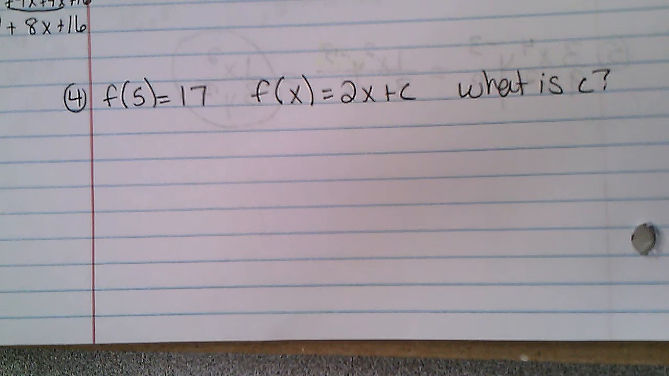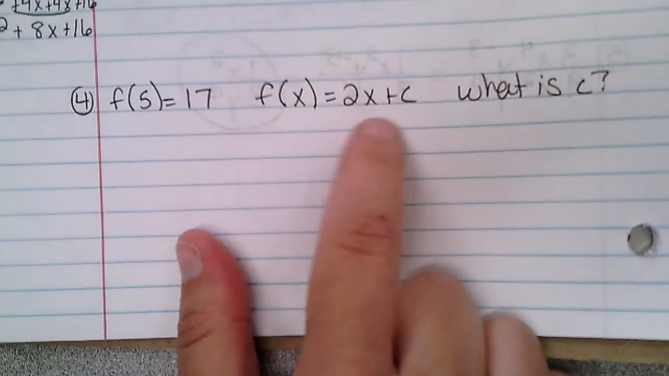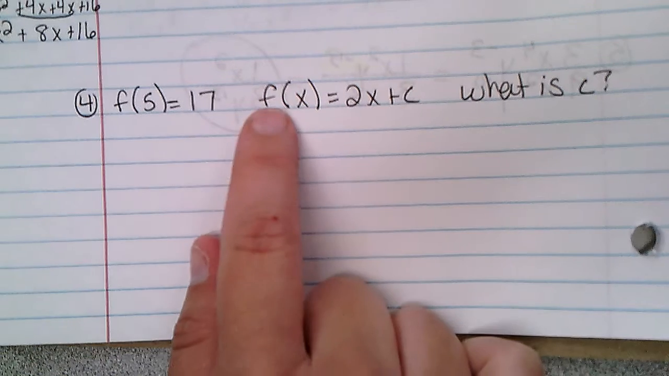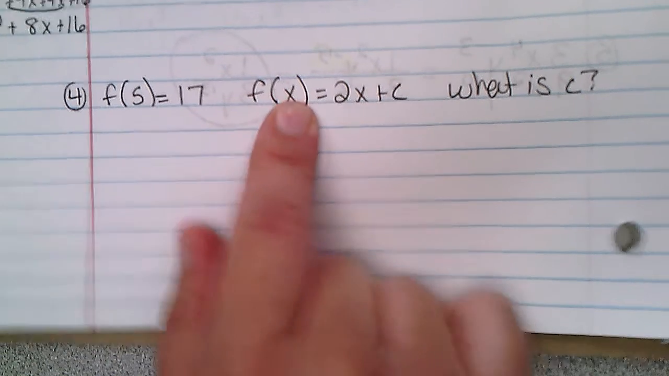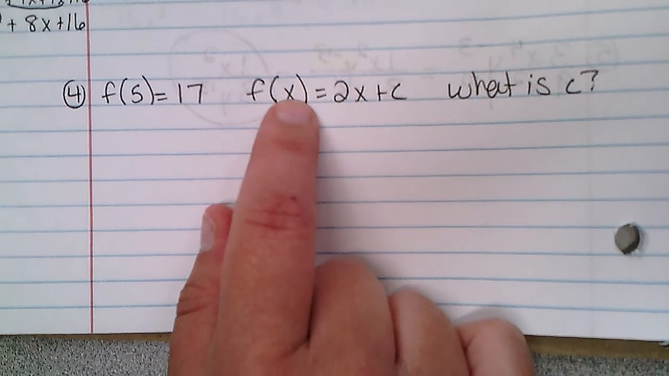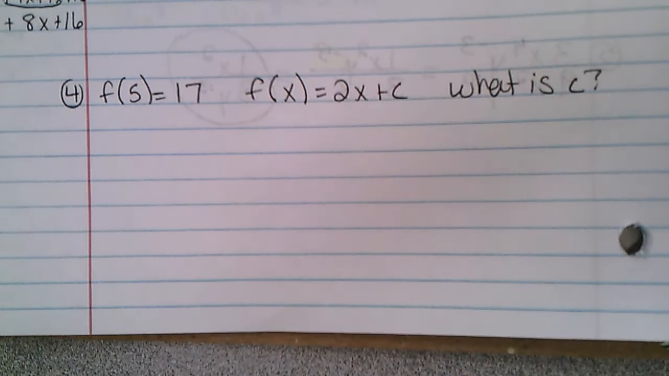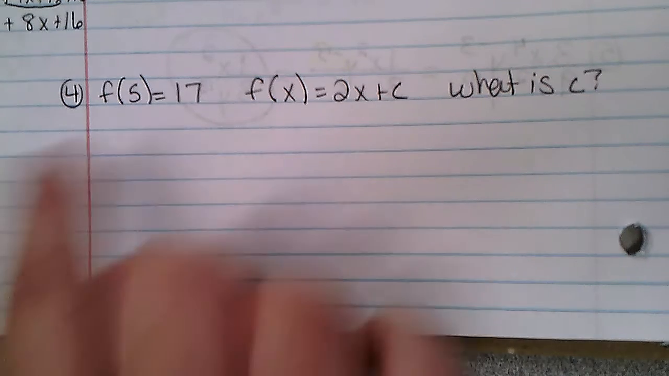So this last one is much different than the ones we've done so far. I have my f of x function, but notice I don't have the full equation. The function f with the variable x is equal to 2x plus c. So see, this equation is only supposed to use the variable of x, so c should be a number. But to get that number, I have to have some reference to be able to solve for it.